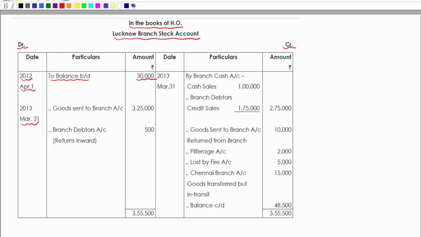Since the dates are not given, for all other transactions we'll assume the dates are year end. So, to goods sent to branch account 3,25,000, and you have to remember this item is at invoice price. So there is a profit that is loaded and that has to be removed. And how do we do that? We'll do that through branch stock adjustment account.